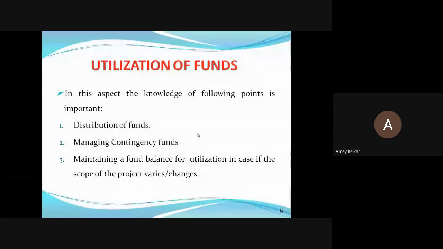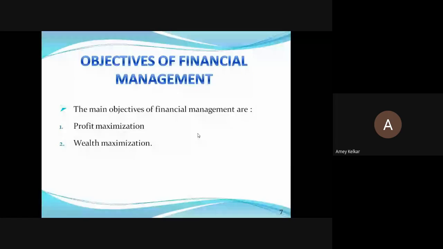The next comes objectives of financial management. These are very, very important. Now we have learned what financial management is and what we should do in it. Next, when we do it, what objectives should we achieve? One is profit maximization. The second concept is wealth maximization. The explanation is there further.